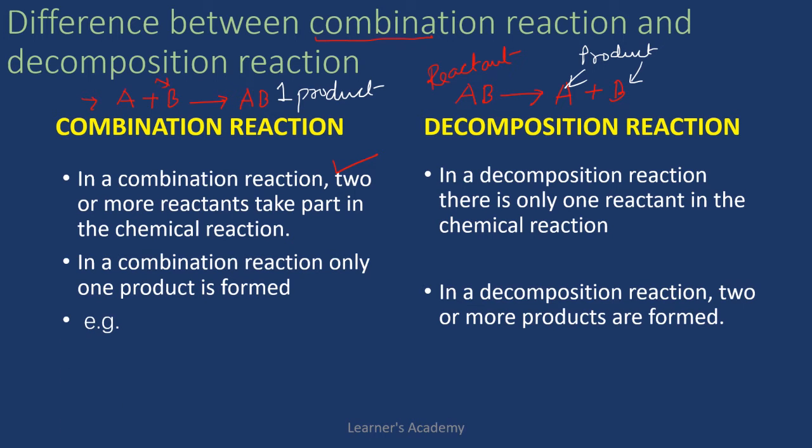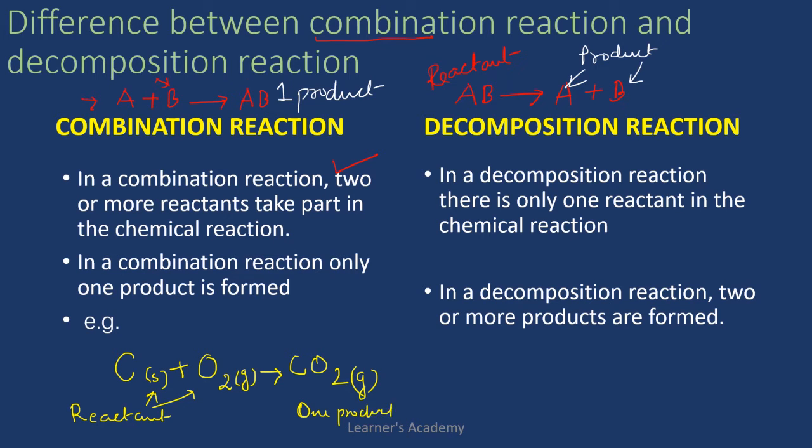Now I'm going to give an example of a combination reaction. I'll change the color of the pen and I'll write it with the yellow. Carbon, which is solid, when it reacts with oxygen, which is a gas, gives rise to carbon dioxide. Now this is a combination reaction. You can see there are two reactants and there is one product.